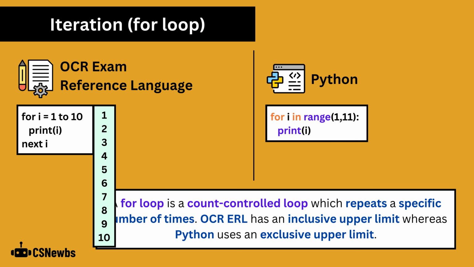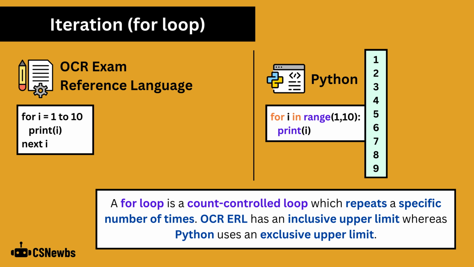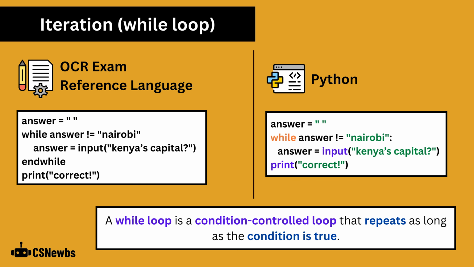What that means is writing 1 to 10 in OCR ERL means you would get 1, 2, 3, 4, 5, 6, 7, 8, 9, and 10. In Python, if you were to write the range as 1, 10, you would get 1, 2, 3, 4, 5, 6, 7, 8, 9, and it's exclusive, so it does not reach that upper limit. So for Python, you would need to write for I in range 1, 11, so it will go up to 10.